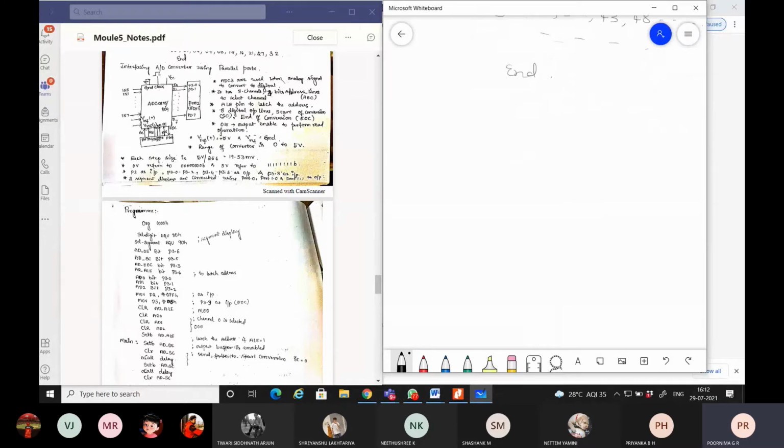Yes, students, today we'll go for analog to digital converter interfacing. These are the topics which are very helpful for your future classes. But these topics, many of the students will fail to attend.